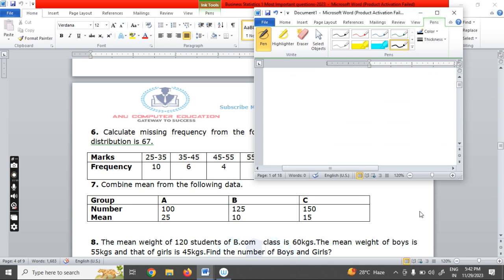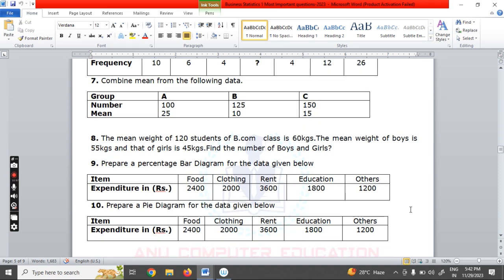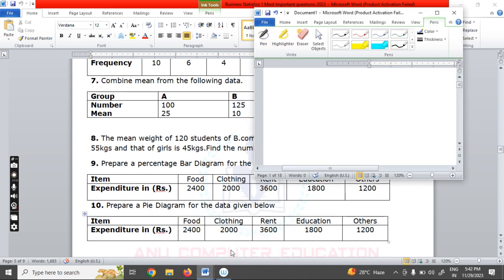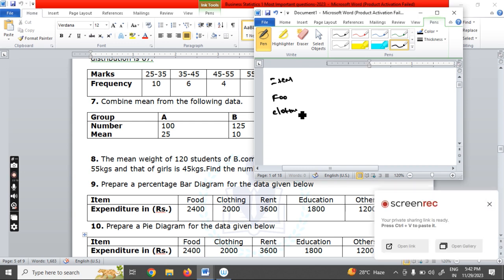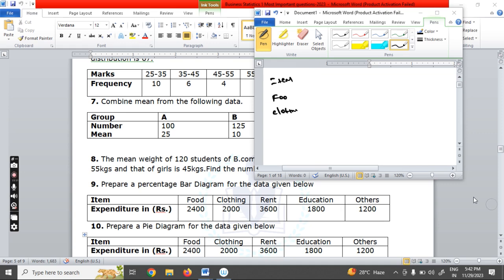Similarly, now you can go to the next question, number 9. Question number 9 is also very important. So this way you have to practice the problems before going to the exam. Like that you can do the revision also. Okay, percentage bar diagram. Items are given. Take the items. In items you can take here: food and clothing, and rent, education.